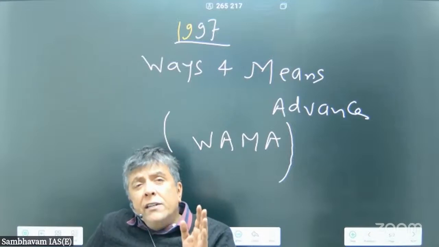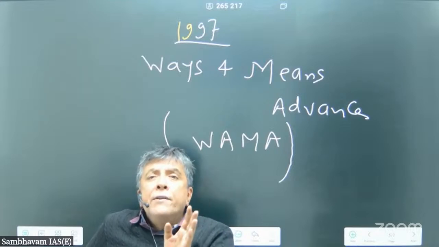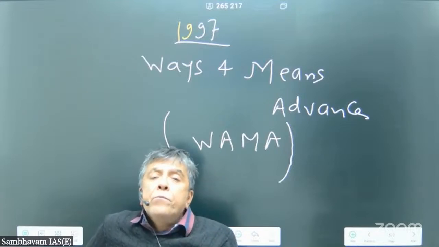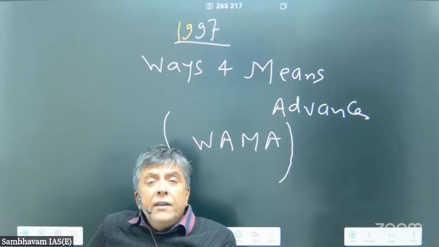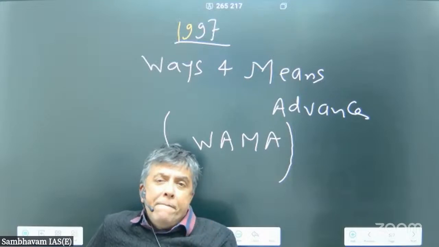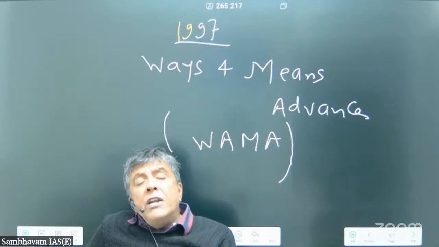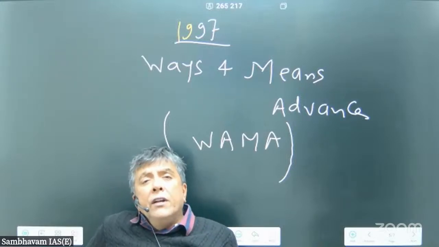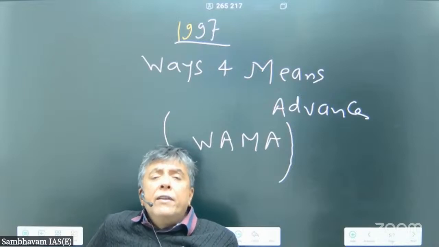But here, the borrowing power of the government is not unlimited. It is limited. And what is the limit? The limit is decided by the RBI, on a quarterly basis. Regarding the RBI, everything is not available in the public domain.